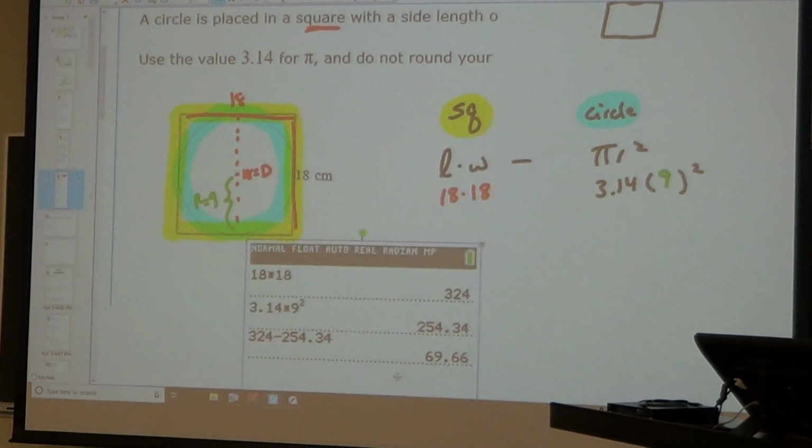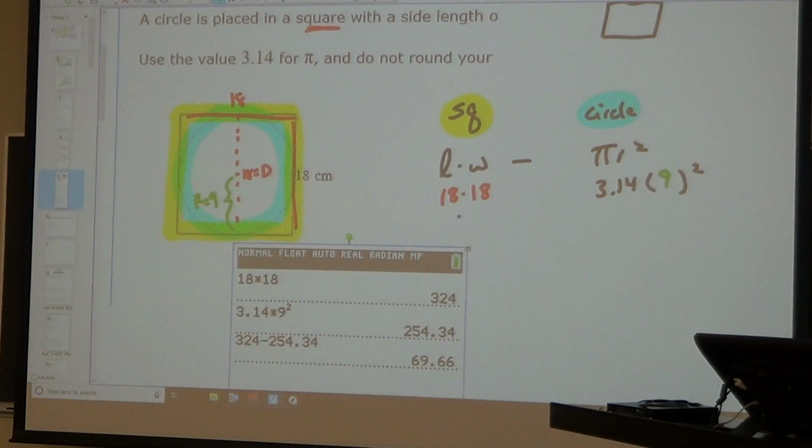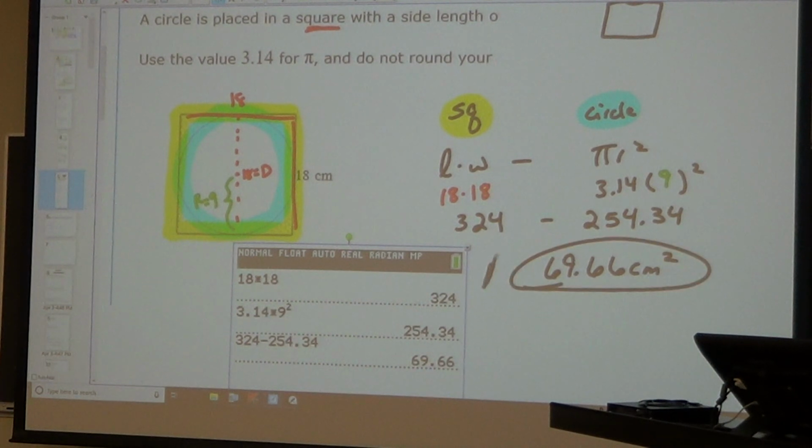You've got to understand the language. They seem super hard unless you understand what you're doing. 69.66 centimeters squared. Because you're doing area, your units are squared. That's another thing I've got to remember, the units.